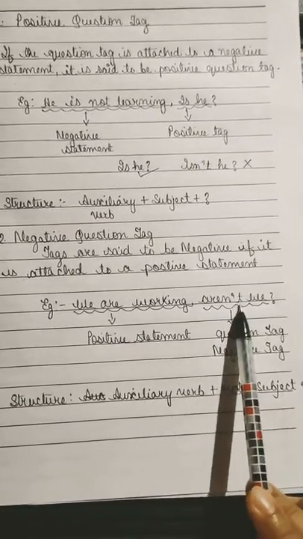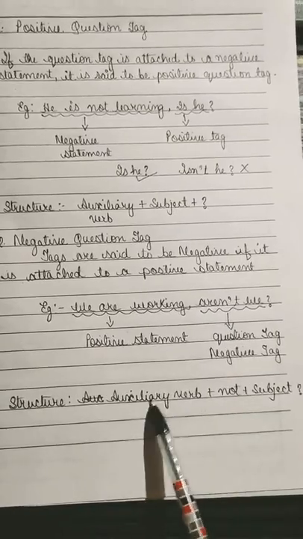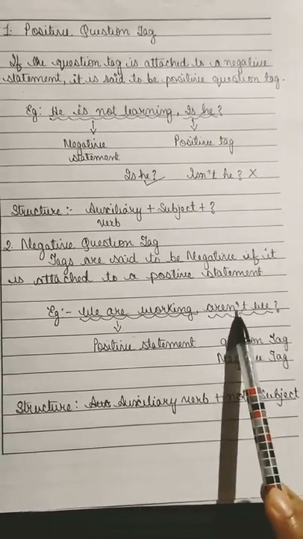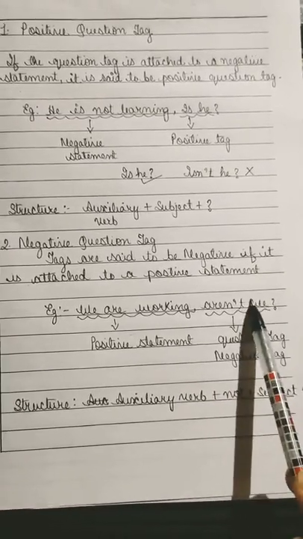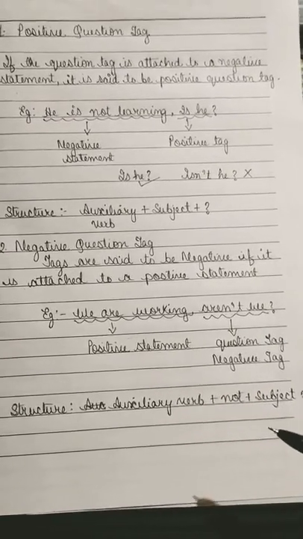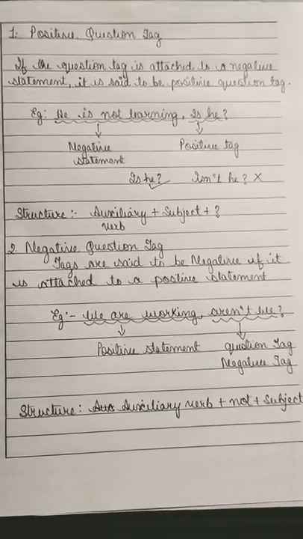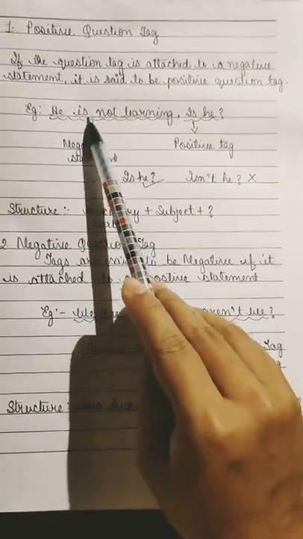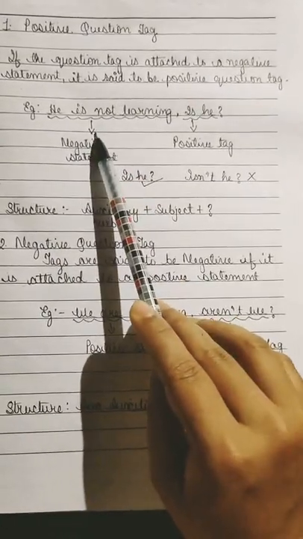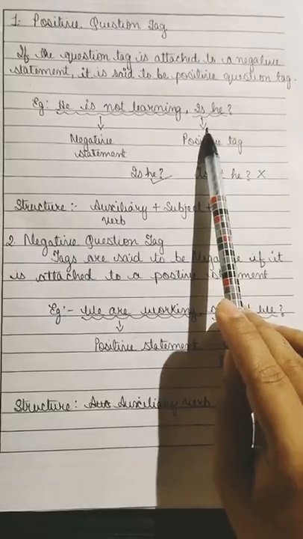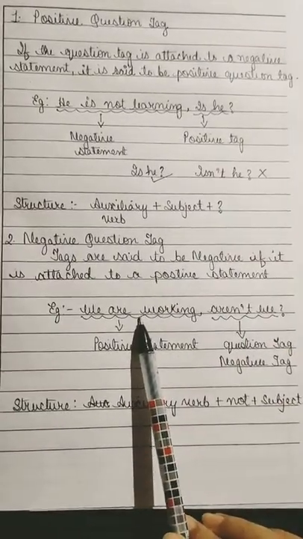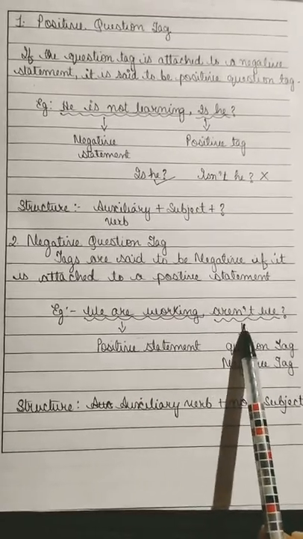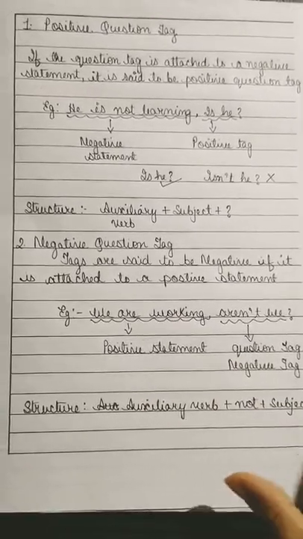So in the negative question tag, the structure is auxiliary verb plus not, that is n't, and the subject. Subject here is we. Have you understood? I hope you have understood. Let me repeat once more. If the statement is negative, how will you find it is negative? If there is not. So if the statement is negative, then the question tag will be positive, and if the statement is positive, we are working, we are singing, then the question tag will be negative. I hope you have understood this.